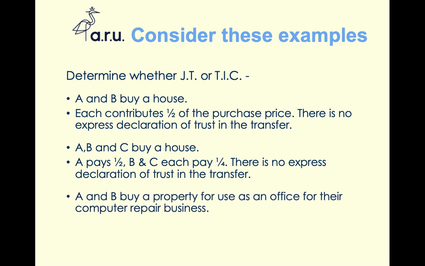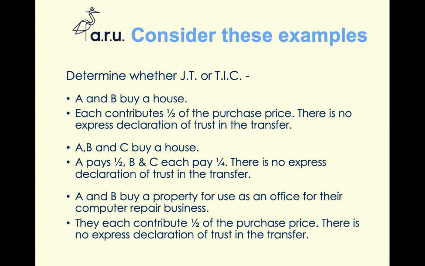A and B buy a property for use as an office for their computer repair business. They each contribute half of the purchase price. There is no express declaration of trust in the transfer. We have two people buying together, no words of severance, so that indicates they could be joint tenants. We would look then at the fact that the four unities are present: possession, interest, time and title. They appear to be present, so as well as being joint tenants in law, we could map them down to joint tenants in equity.